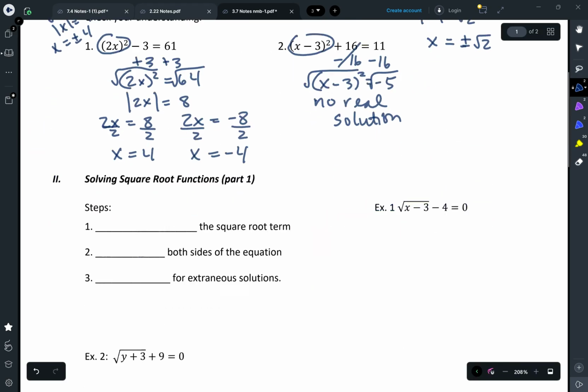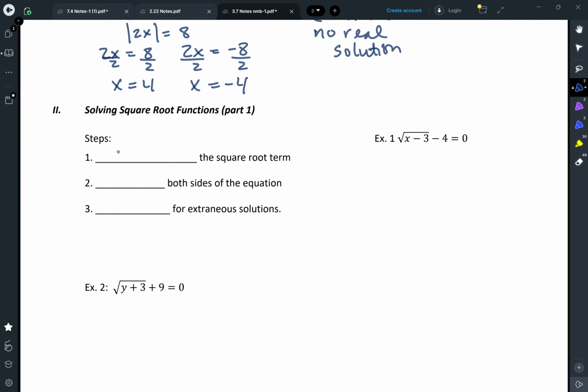All right, moving on. When we're solving square roots, first we would isolate the square root term. Then we would square both sides. And then make sure you're checking your answers. Remember, we end up with extraneous solutions because we can't have square roots equal to negatives.